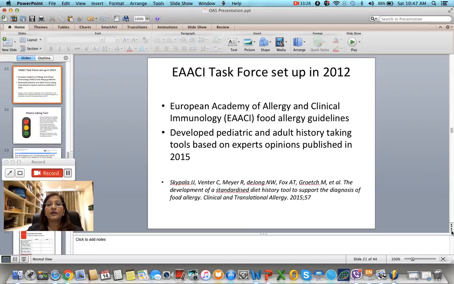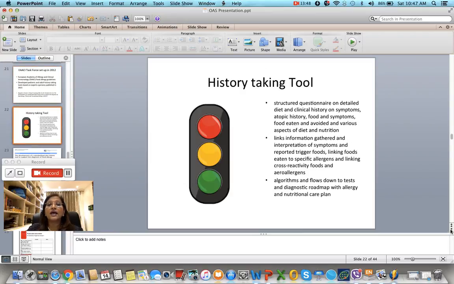Therefore, for setting up a good standardized history-taking tool, the EAACI, which is the European Academy of Allergy and Clinical Immunology, set up a group of experts, and they came up with a good adult history-taking tool, which is important for OAS diagnosis. The tool is a structured questionnaire on diet and clinical history of symptoms, of atopic history, of the foods eaten and avoided and the symptoms, and various aspects of diet and nutrition.